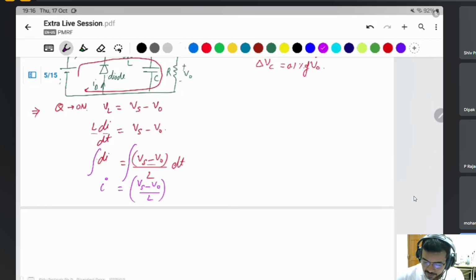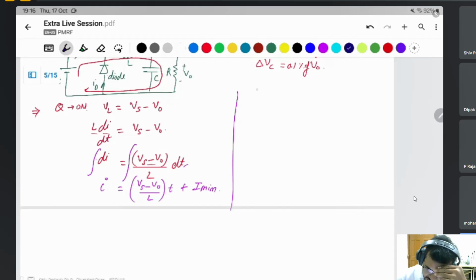The expression will be in terms of time, t plus something, because the integration requires an initial value. What is the initial value? It will be I minimum. Then it will increase because switch Q1 is on, and the current will increase from I minimum to the maximum current.